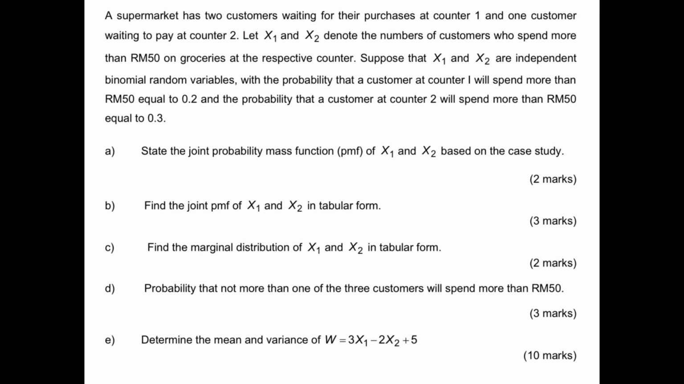This question gives us a situation in a supermarket where there are two customers waiting for their purchases at counter 1 and a customer at counter 2. From here, we have some information: customers who spend more than 50 ringgit at the grocery store are denoted as X1 and X2 at the respective counters. Also, X1 and X2 are independent binomial random variables. Independent in this question means that the event of X1 is not related to the event of X2.